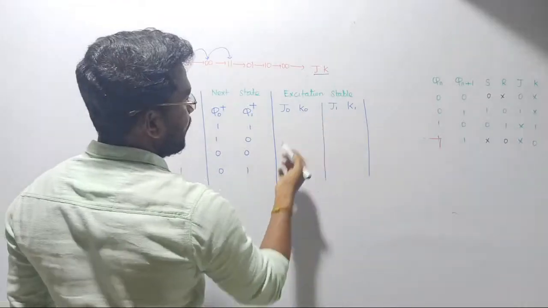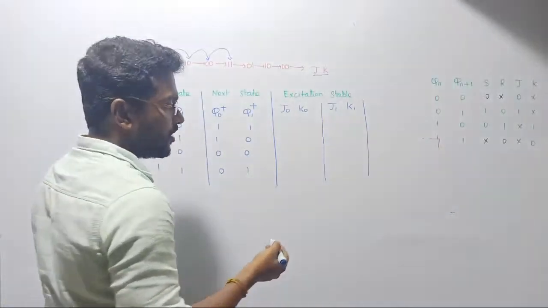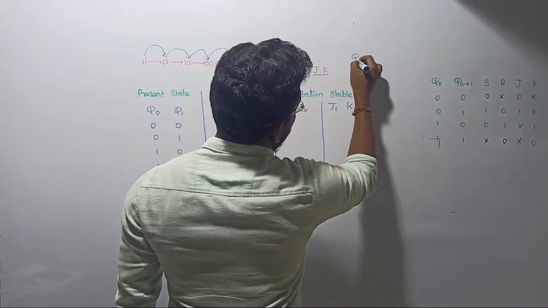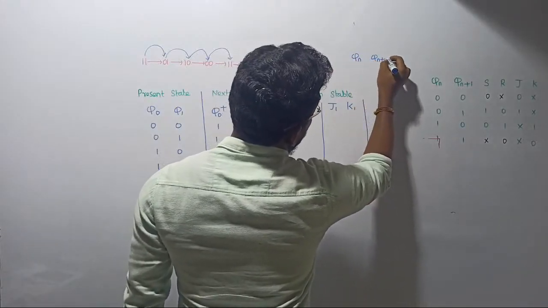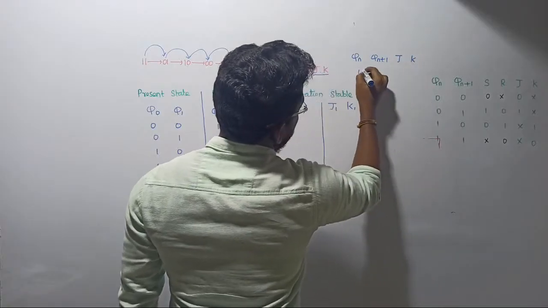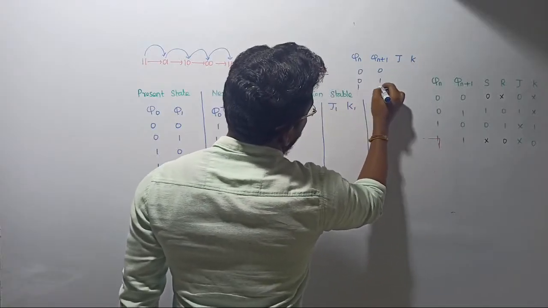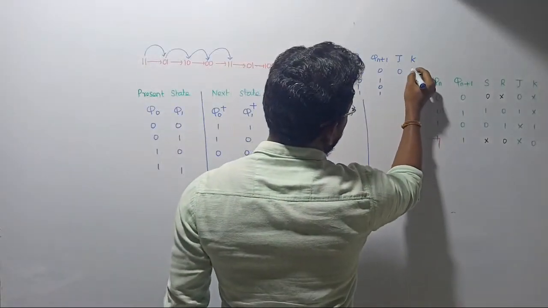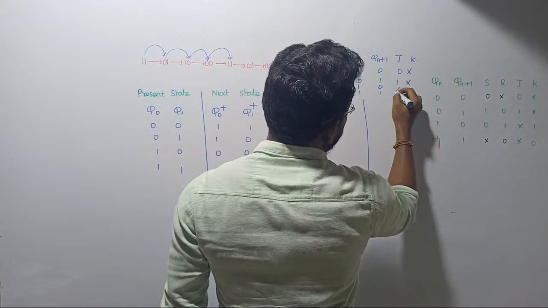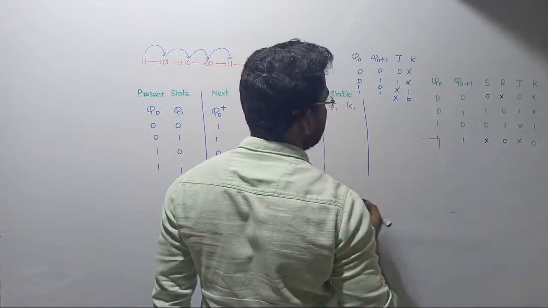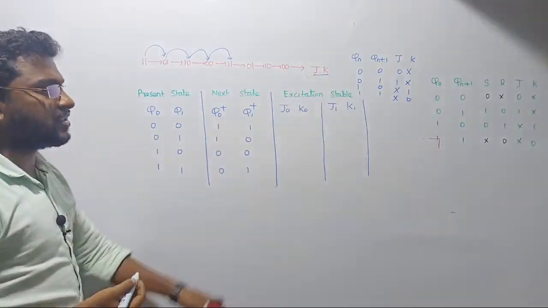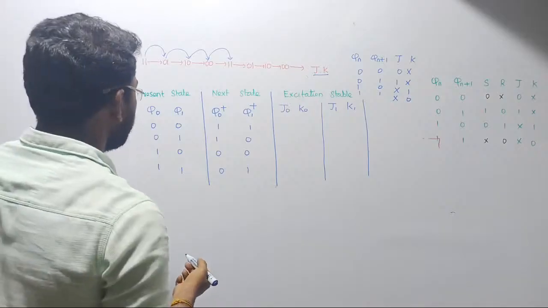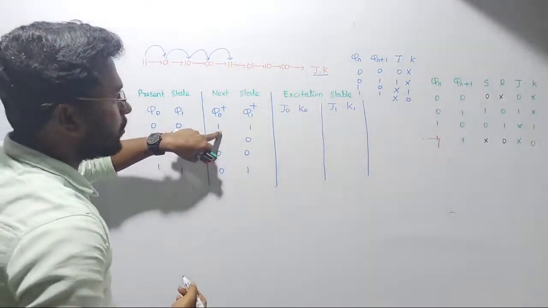Next, immediately we have to write the excitation table. For the JK flip-flop, the excitation table is Qn to Qn plus 1, with J K. The four possible combinations are 0 0, 0 1, 1 0, 1 1. For 0 0 we get 0x, then 1x, x1, and x0. Yes, this is the excitation table of the JK flip-flop. Let us put this here. Now see, the present state is 0, the next state will become 1.